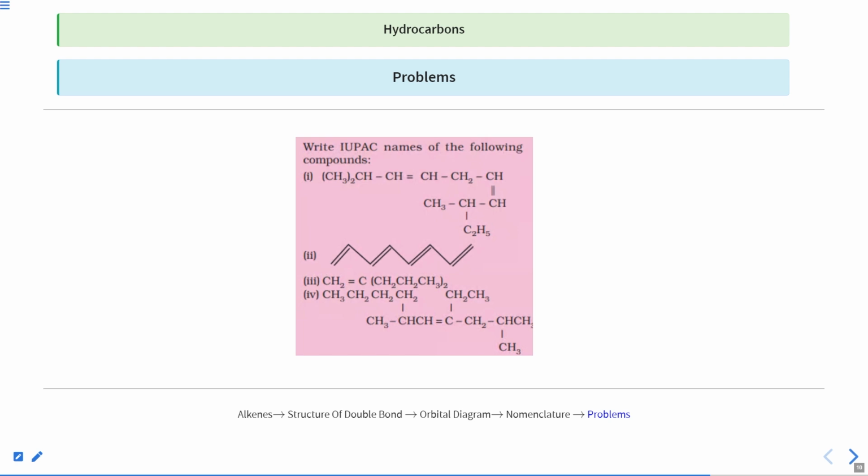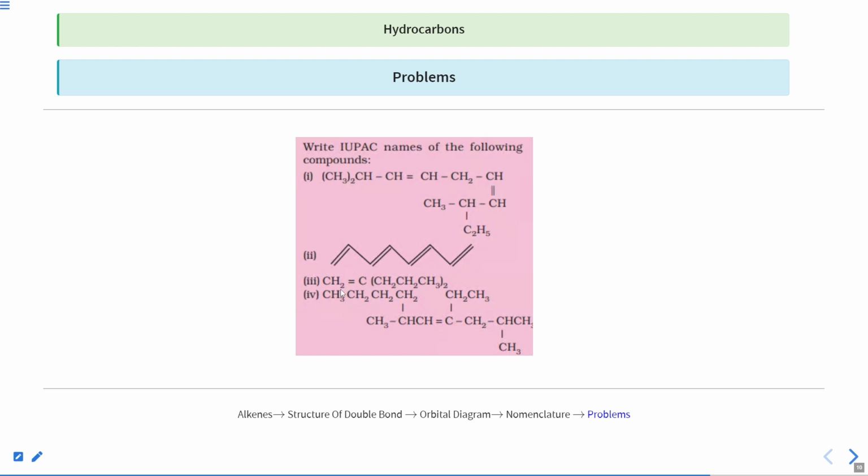What is the number of pi bonds? Of course it is 1. Very clear. What is the number of sigma bonds? So first let us count the number of carbon sigma bonds. So 1, 2, 3, 4, 5, 6, 7. 7 carbon bonds. What about hydrogen bonds?